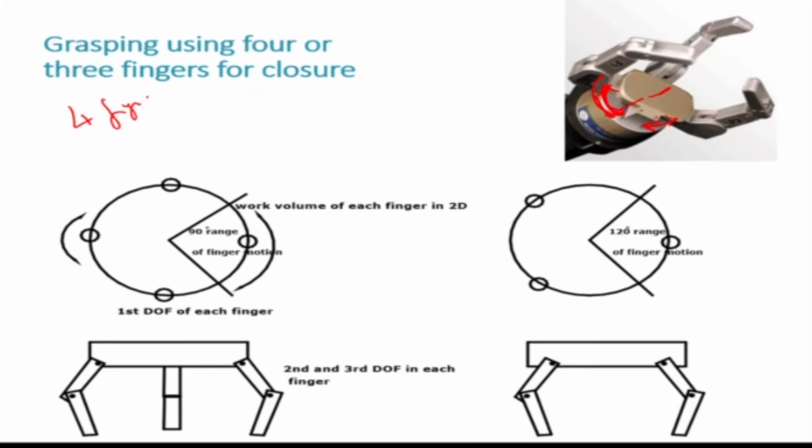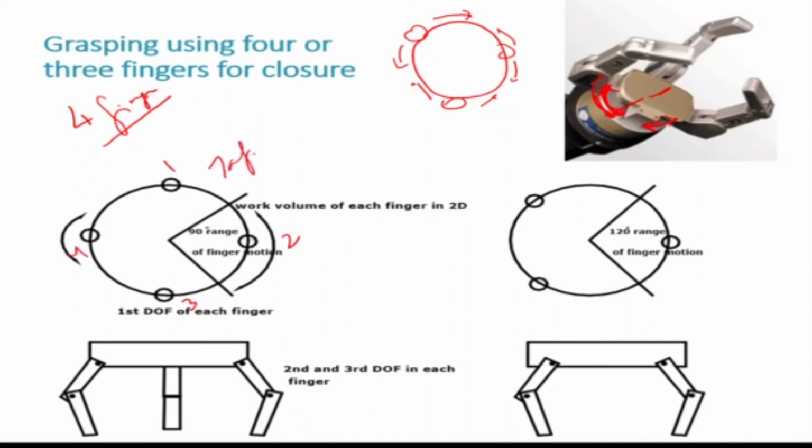If this is the top view of the hand, and this is my finger, these fingers can move in this direction. That means they can place their fingertips in any location. So in the figure on the left hand side, we have a gripper having 4 fingers, and we want to place the fingers. These are fingers 1, 2, 3, 4, and this is the top view, and this is the front view. These fingers can move in this direction, so I can place them at different points on that circle.